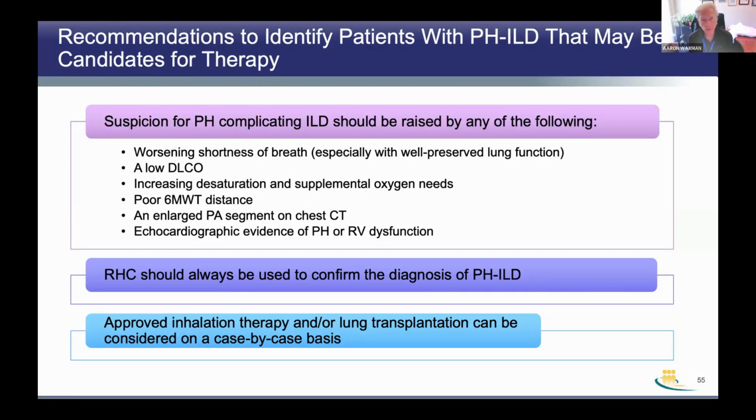A right heart cath should always be used to confirm the diagnosis of pulmonary hypertension in interstitial lung disease, and then approved inhalation therapy and or lung transplantation can be considered on a case-by-case basis.